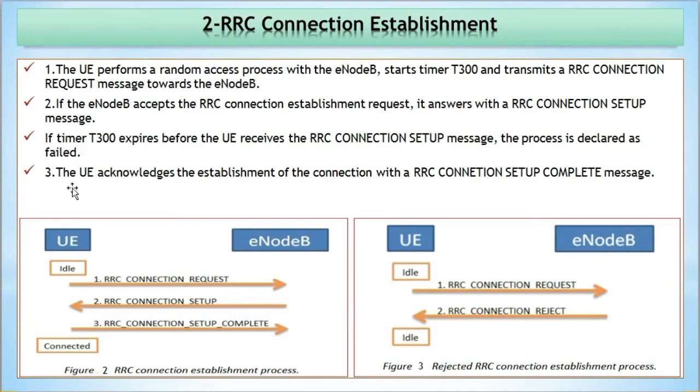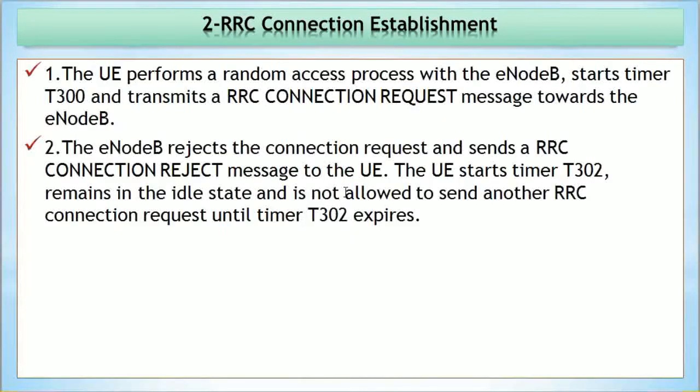Okay, the UE acknowledges the establishment of the connection with the RRC connection setup complete message. The UE performs a random access process with the eNode B, starts timer T300 and transmits an RRC connection request message towards the eNode B.